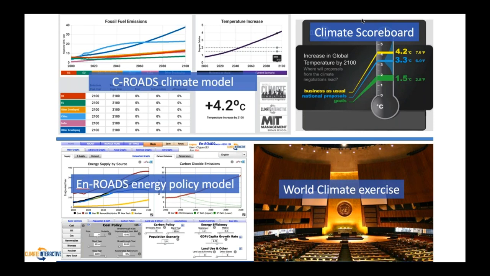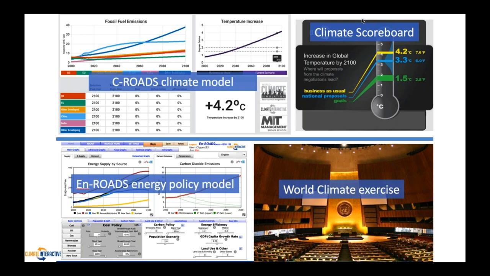We do a fair bit of work at the level of the UN climate negotiations, helping negotiators understand the impacts of the pledges that they're putting on the table in those negotiations. And more and more people around the world are using an interactive role-playing exercise that relies on the C-ROADS climate model, and that's called World Climate. It's a sort of mock UN-style negotiation about the global climate talks.